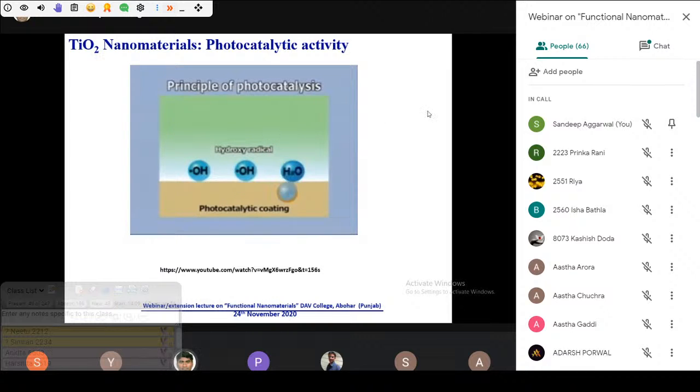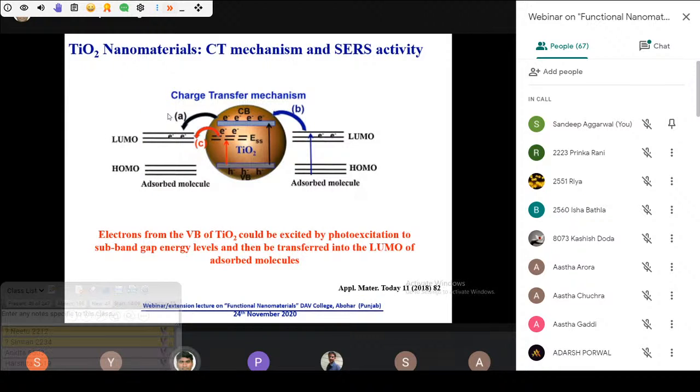This kind of radicals or superoxides. And when these oxides react with organic molecules, any kind of organic molecules, they convert them into CO2 or H2O. So this is the photocatalysis, generally what we know. So this TiO2 or ZnO or any such metal oxide nanomaterials are very, very useful in case of photocatalysis.